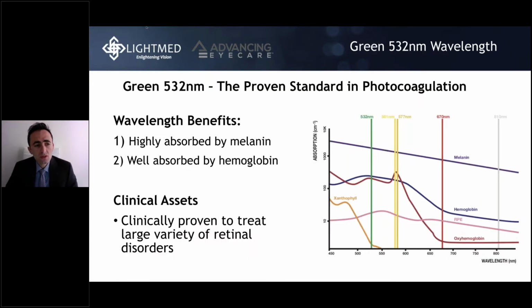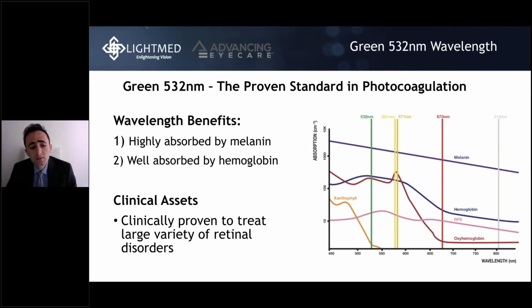So when it comes to the traditional green laser, the 532 nanometer, which has been the proven standard in photocoagulation since the introduction of laser in the 1960s, you can see on the graph of the wavelengths correlation with the absorption by the tissue that it is highly absorbed by the melanin and well absorbed by hemoglobin, which means this laser will be absorbed by the melanin which is present in the retinal pigment epithelium and the choroid. So it will create some sort of RPE destruction, scarring, as well as it's absorbed by the hemoglobin, which is present in the microaneurysms, the leakage of which results in the macular edema.